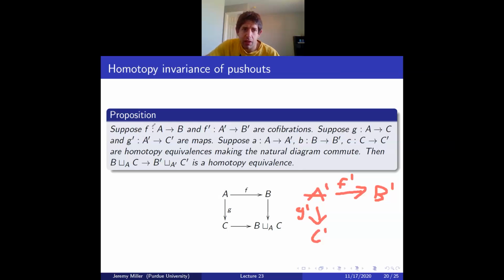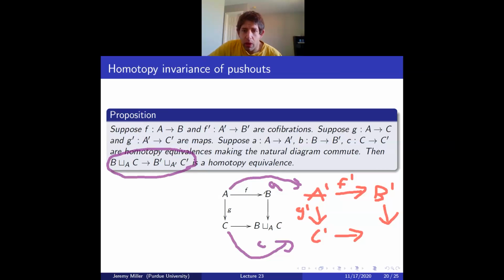If you're taking the pushout of the map F from A to B and G from A to C, and similarly F prime like this, then if you have these two pushout diagrams, you're going to get a homotopy equivalence if one of F or G is a cofibration.